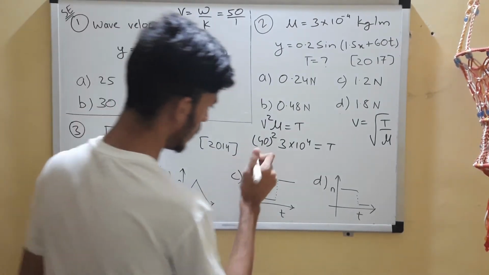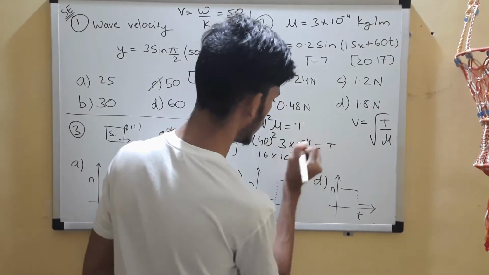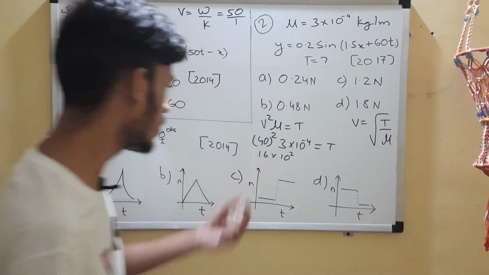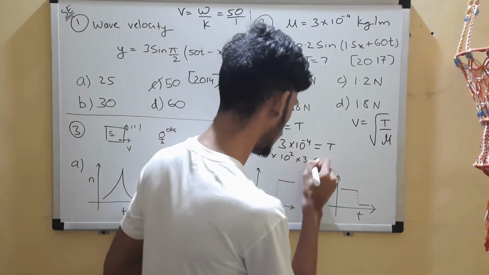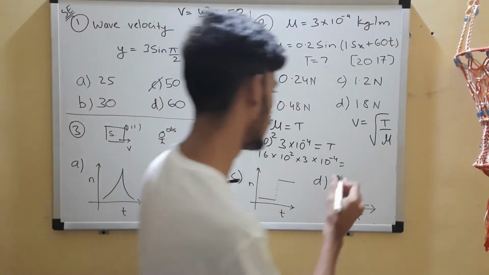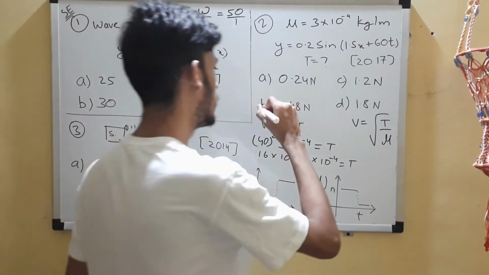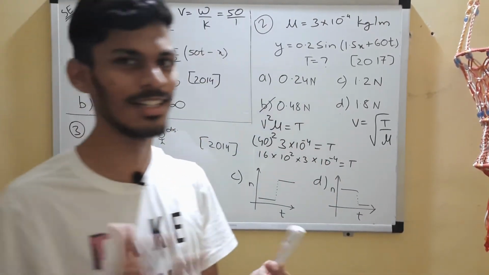So that will be 16 into 10 to the power 2. This is 10 to the power minus 4, right? So yeah. So this will give you 16 into 3 into 10 to the power minus 4. 16 3s are 48. So that will give you 48 into 10 to the power minus 2. That will be 0.48. Okay, so 0.48 is the correct answer.